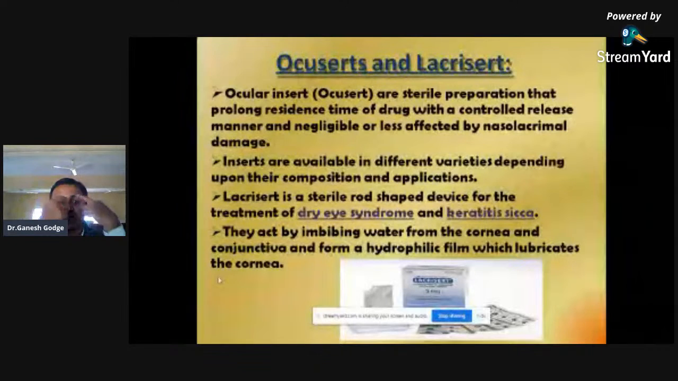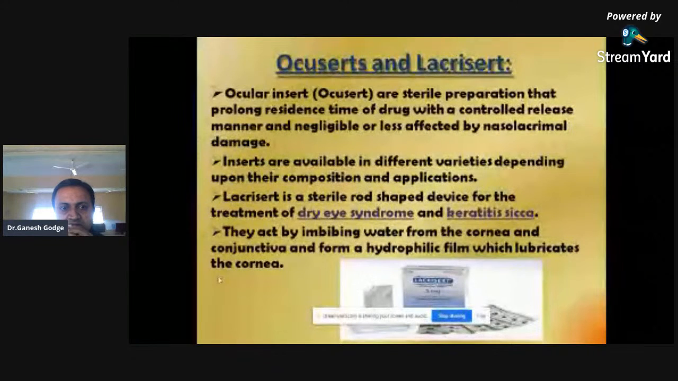which are associated with the upper part of your ocular sac. Ocular inserts are available in different varieties depending upon their composition and applications. Now, Lacriserts. What are Lacricerts?